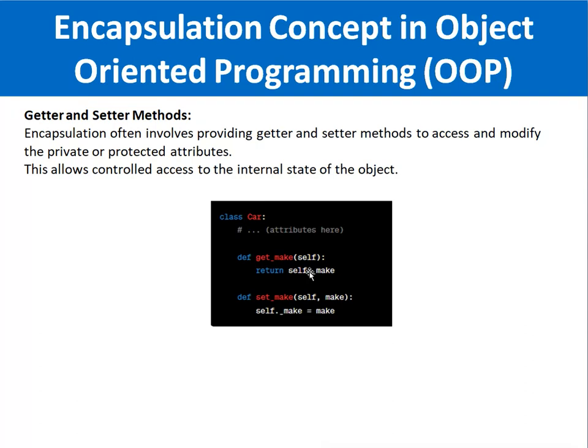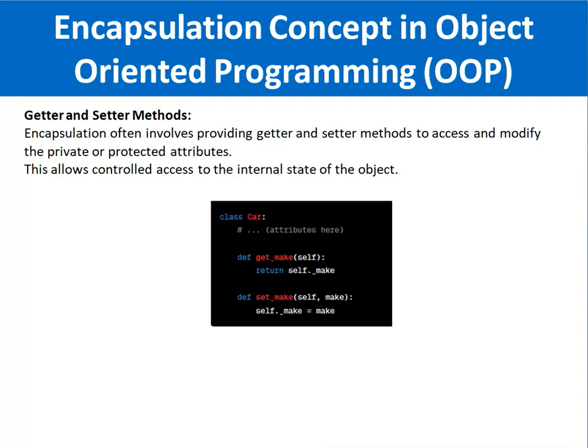So this is the get method, so it will return the value of make. This is the set method, it will set the make with the value it has been provided. So this is the concept of a getter and setter. Getter means it will return the value, setter means it will set the value.